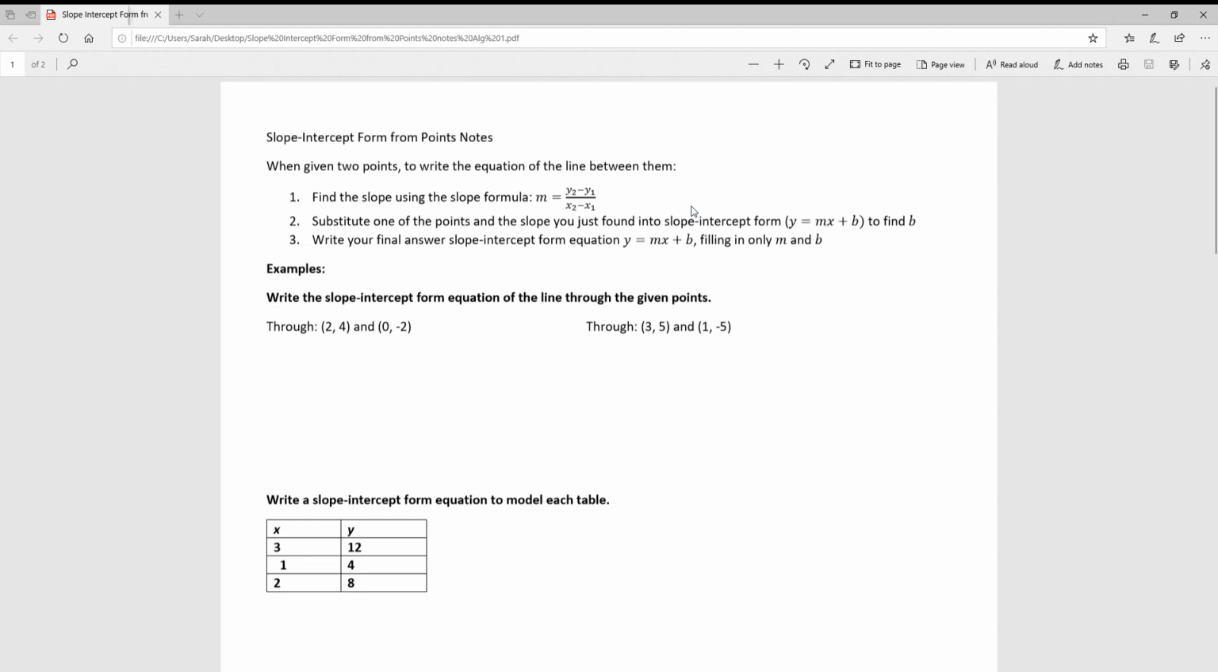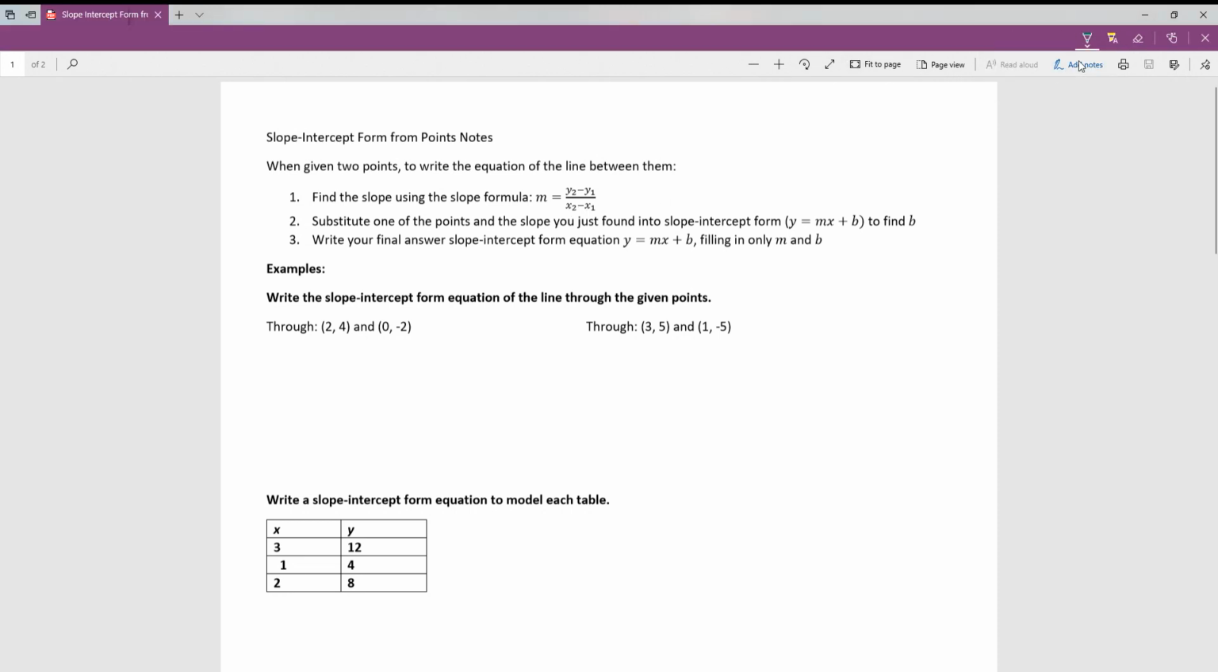So the process we're going to do here is we're going to use the slope formula, which is this formula right here, to find our slope. y2 and y1 are just the y coordinates of the second point and the first point. Same idea with the x's. x2 is the x coordinate of the second point, x1 is the x coordinate of the first point. We'll use this formula to find our slope, or m.